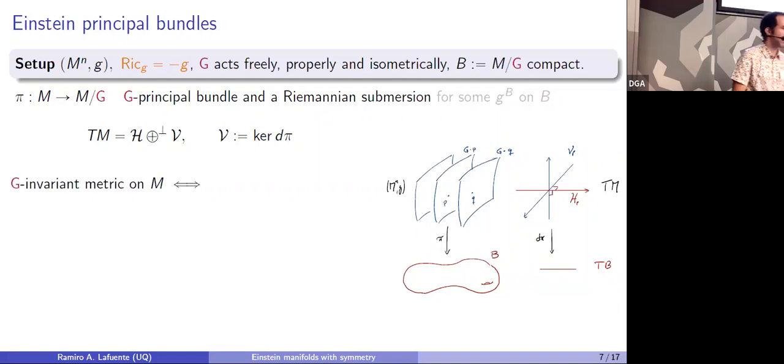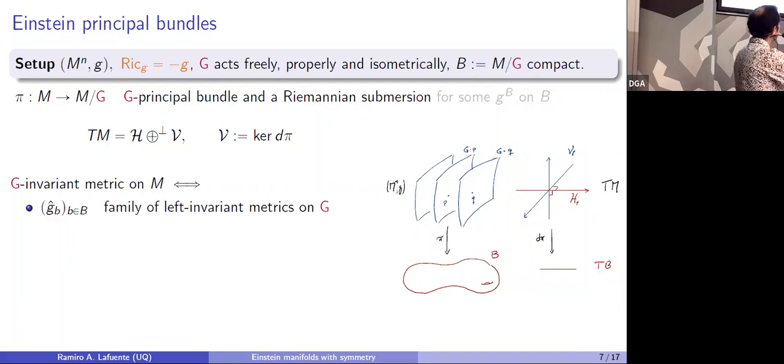So now let me tell you how to encode the G invariant metric in this setting of Riemannian submersions, right? So what objects do you need to care about? Well, first of all, the restriction to each one of the orbits is going to be a G invariant metric on the orbit, right? But the orbit is G. I mean, it's not G because there's no identity, but if you fix a point, it's G, right? So each orbit is, Riemannianly, like a left invariant metric on G, okay? So you have a family of left invariant metrics on G, which is indexed by the base manifold.